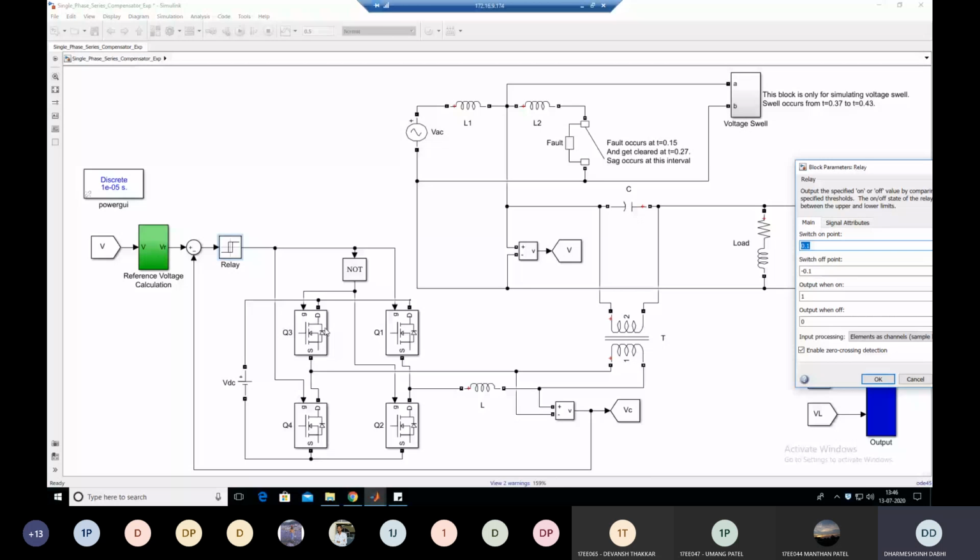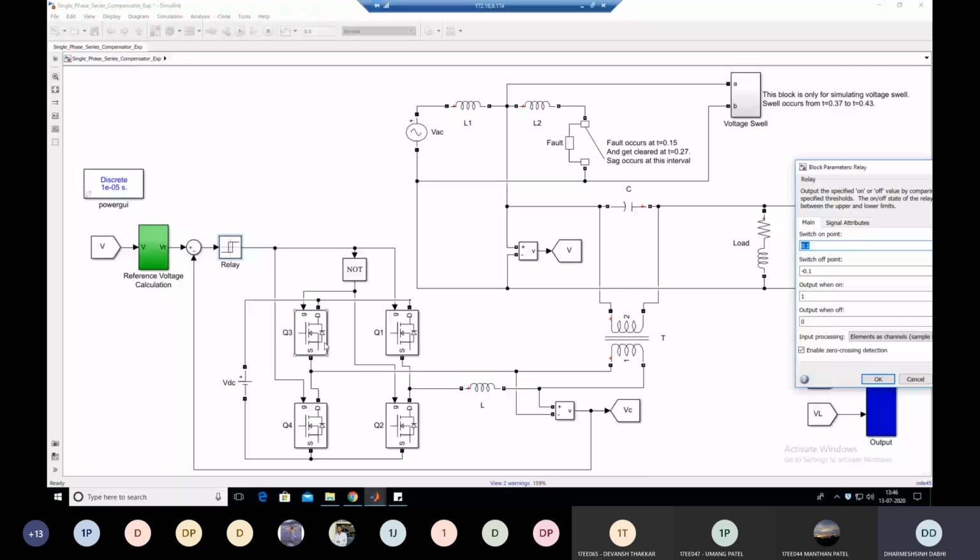And at that time, the gate pulses for Q1 and Q4 are 0 because the output of the relay is 0, which is directly connected to the gate of Q1 and Q4. So at this time, Q1 and Q4 act as open switches and Q3 and Q2 act as closed switches. So how is the current flowing?